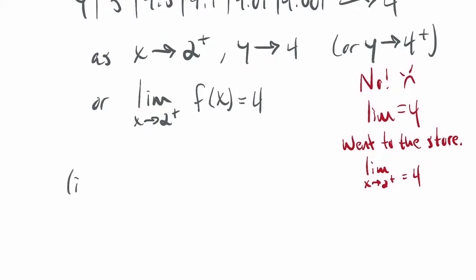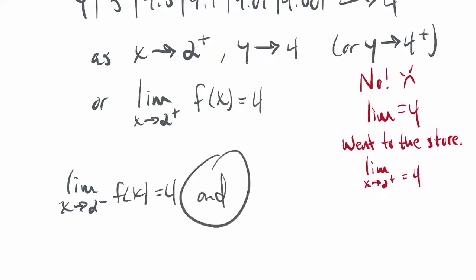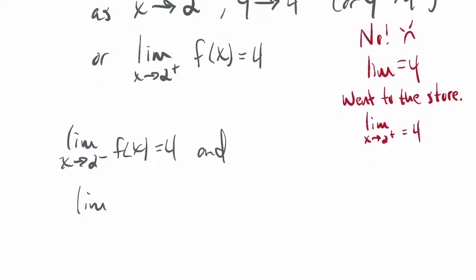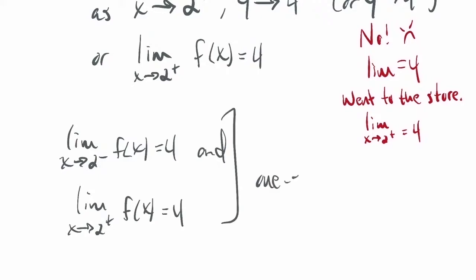So the limit as x goes to 2 from the left of f of x equals 4, and, let's practice my written communication here, the limit as x goes to 2 from the right of f of x equals 4. These are called one-sided limits.